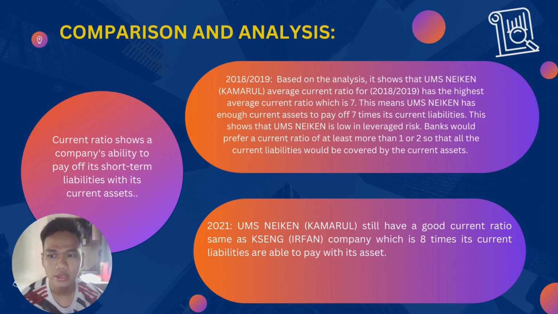For 2021, UMS Naked still has a good current ratio, same as Sang company, which is 8 times, so its current liabilities are able to be paid with its assets.